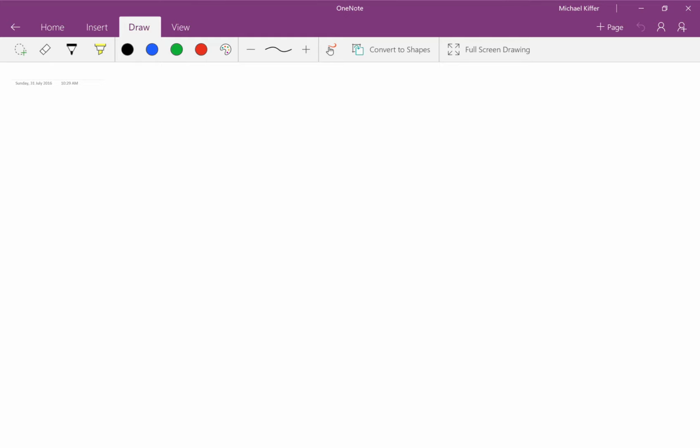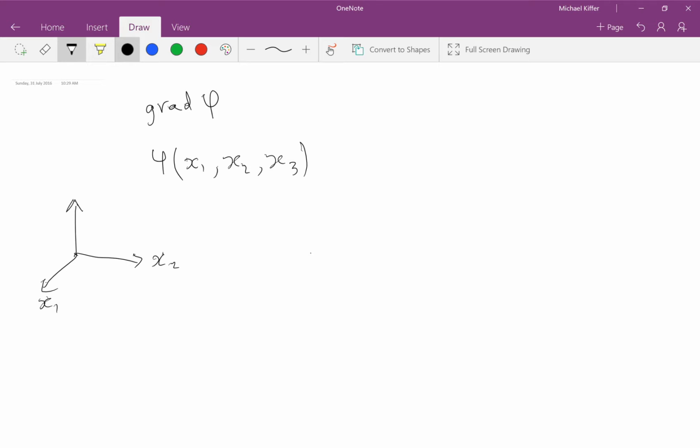Hello, in this video I'm going to derive an expression for the gradient. So that is grad of some scalar function phi. Phi is a function of arbitrary coordinates x1, x2, and x3. So I'm going to start with an arbitrary basis set. So we'll call this one x1, call this one x2, and this one x3.